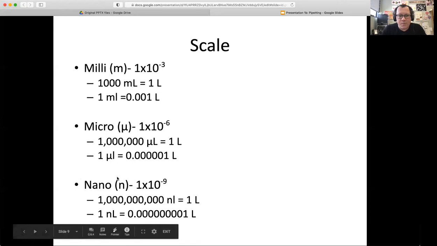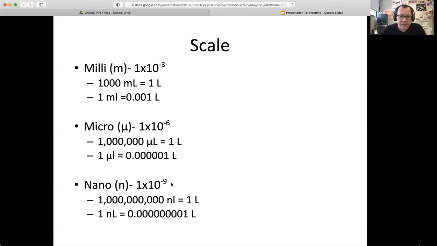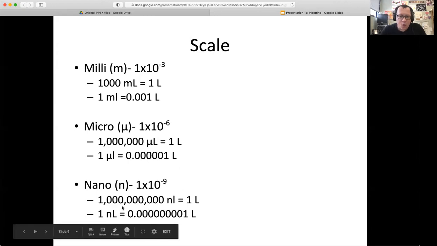We typically don't measure nano in the lab, but it is possible, so I wanted to show it to you. Nano is 1 times 10 to the negative 9, or 1/1 billionth of something. So if we could measure 1 billion nanoliters, that would equal 1 liter. And if we had 1 billion nanograms, that would equal 1 gram.